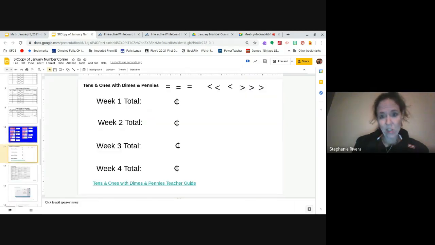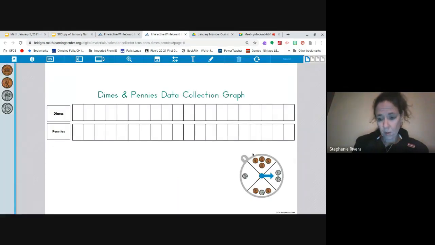Okay, friends, the next job that we have for this month is a collection. So we spin the spinner each day, and if you noticed, we spun 4 pennies. So we're going to bring 4 pennies over. Okay, and then we're going to do another spin. And we have a dime and 2 pennies.